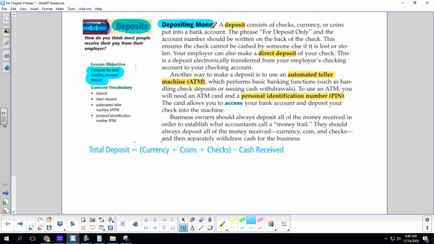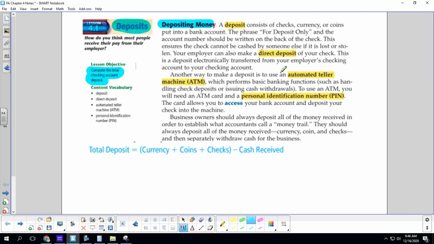The phrase "for deposit only" and the account number should be written on the back of the check. This ensures the check cannot be cashed by someone else if it is lost or stolen. Your employer can also make a direct deposit of your check. This is a deposit electronically transferred from your employer's checking account to your checking account.